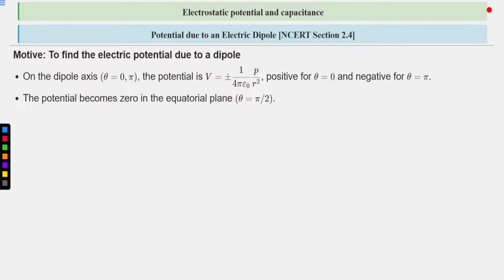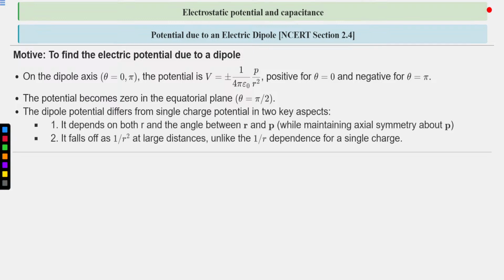Second thing, potential becomes 0 on the equatorial plane if theta is pi by 2. If theta is pi by 2, so cos pi by 2 becomes 0. So at the equatorial plane, the potential becomes 0. Equatorial plane means the plane passing through the midpoint of the dipole. At this plane, the potential due to the positive charge cancels out the potential due to the negative charge, and the net potential at that equatorial plane becomes 0.